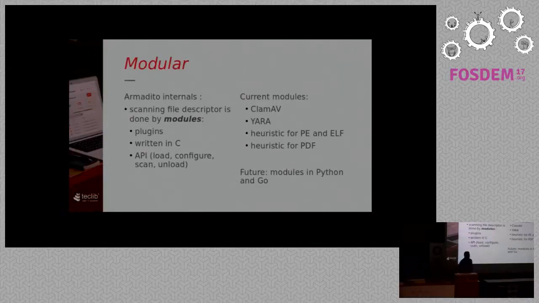One is a heuristic module for classifying PE and ELF binaries, and another one is a heuristic module for classification of PDF, PDF documents being a well-known infection vector. In the future, we will offer the possibility to write scan analysis modules in Python and probably also in the Go language.